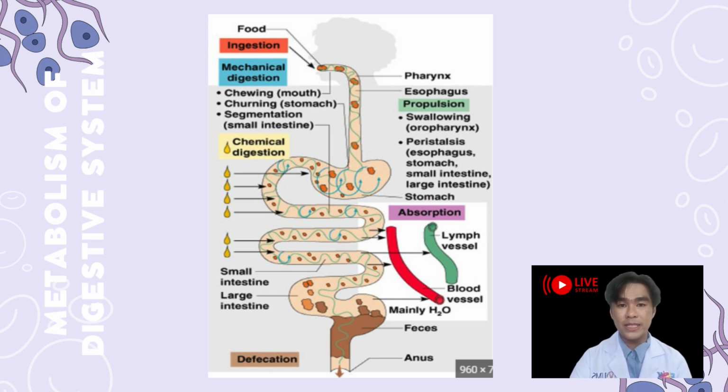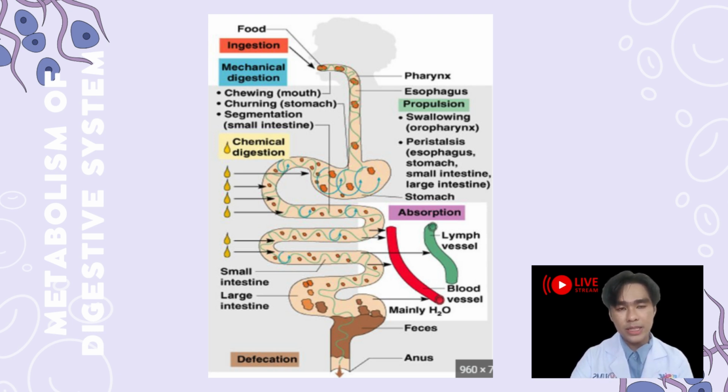Next up, we have secretion. Each day, cells within the walls of the GI tract and also the accessory digestive system will secrete a total of 7 liters of water, acid, buffers, and enzymes into the lumen of the GI tract.